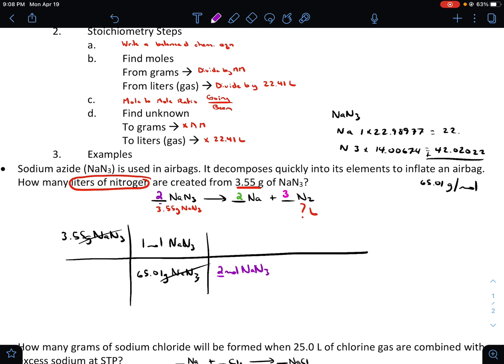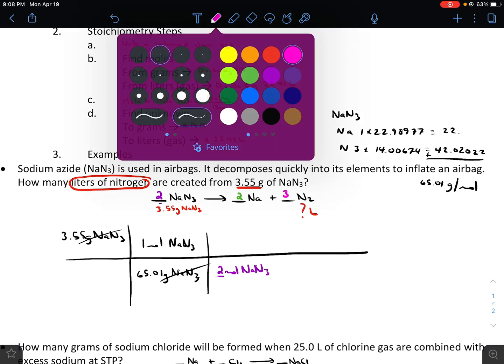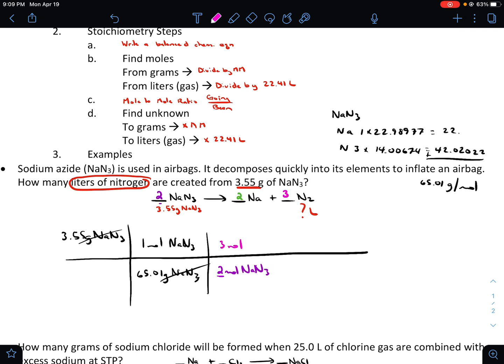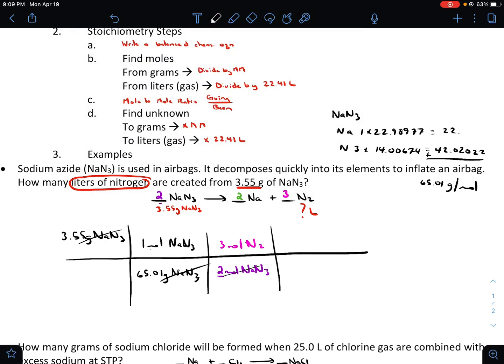This 2 came from that 2 right up there. On top, we're going to put where we're going, which would be 3 moles of N2, because that's what we're looking for. That's where our question mark is. Notice how moles cancel there. And then our last and final step says to find the unknown. Since we're going to liters, we're going to use that 22.41 liters, so 1 mole of N2. We are at STP, so we're going to say 22.41 liters of N2. Cross that out. Now we're ready to do our math.